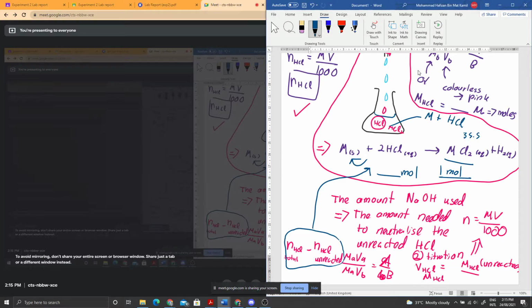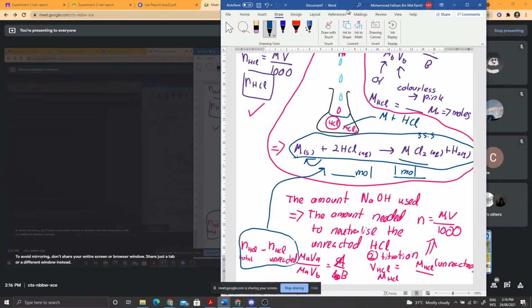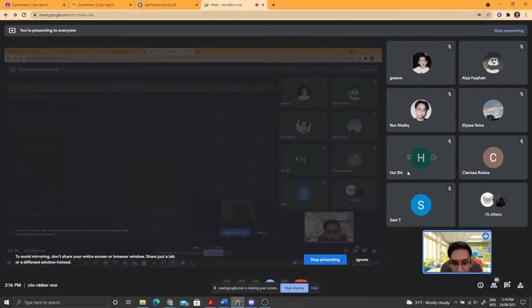Okay, so faham back titration. Back titration, instead of kita tengok berapa banyak react, kita tengok how many of unreacted HCl, HCl yang tertinggal daripada this main equation. So anyone have any questions so far?